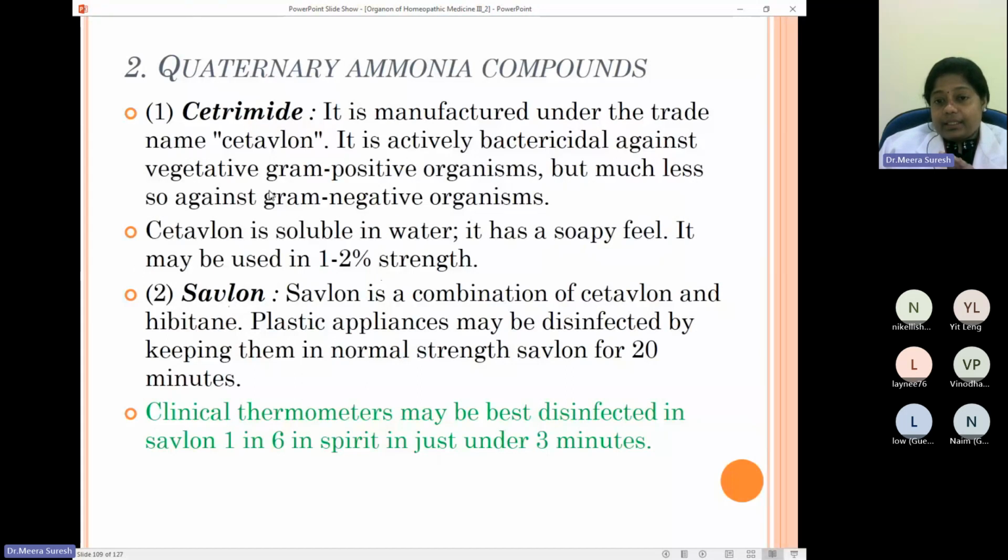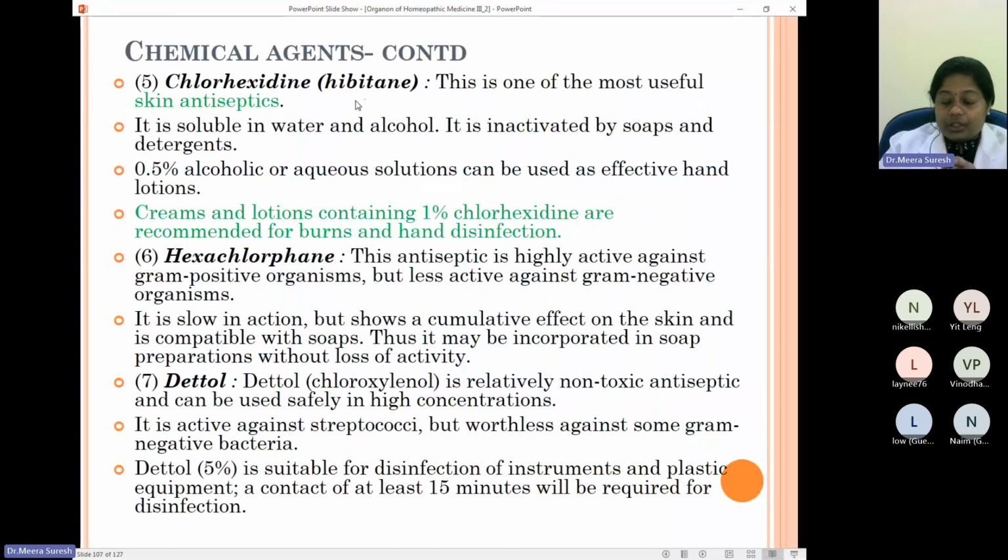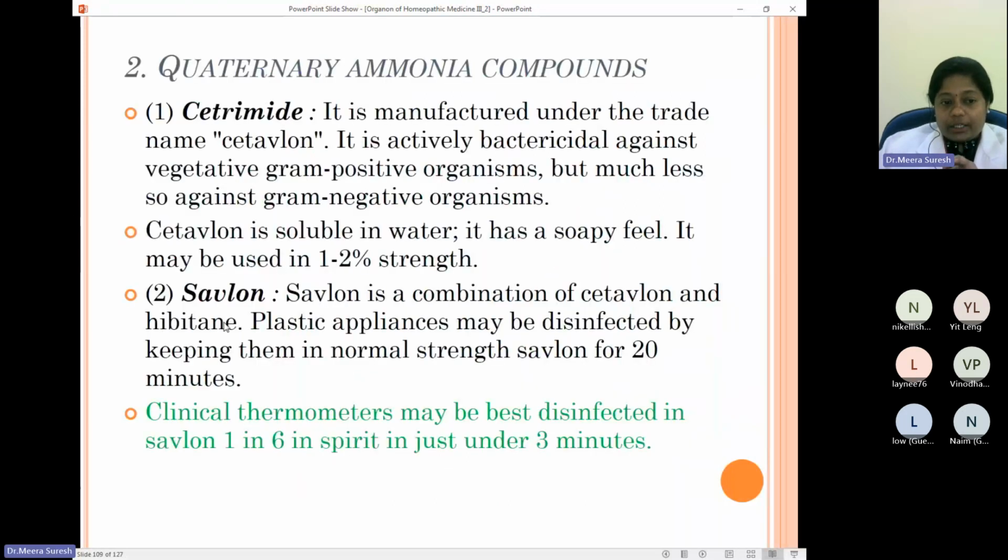It is actively bactericidal against gram-positive organisms, but much less against gram-negative organisms. Cetavlon is soluble in water, has a soapy feel, and may be used in 1 to 2% strength. Savlon is a combination of Cetavlon and also Hibitane, the chlorhexidine. So a mix of Cetavlon and Hibitane gives the Savlon.